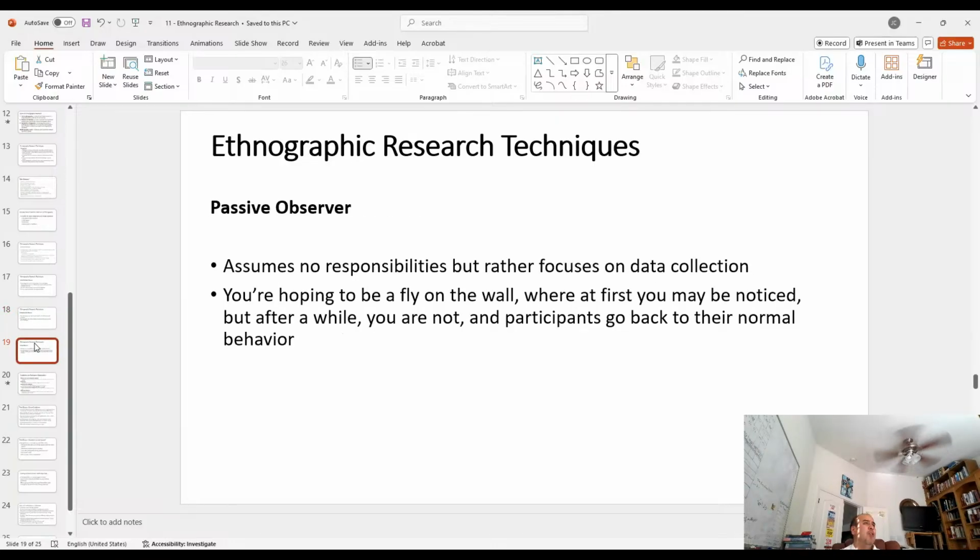Okay. Passive observer, you assume no responsibility. You're focused on data collection. You're hoping to be a fly on the wall, not to be noticed. You're hoping after 2 or 3 days they won't even notice that you're there, right?